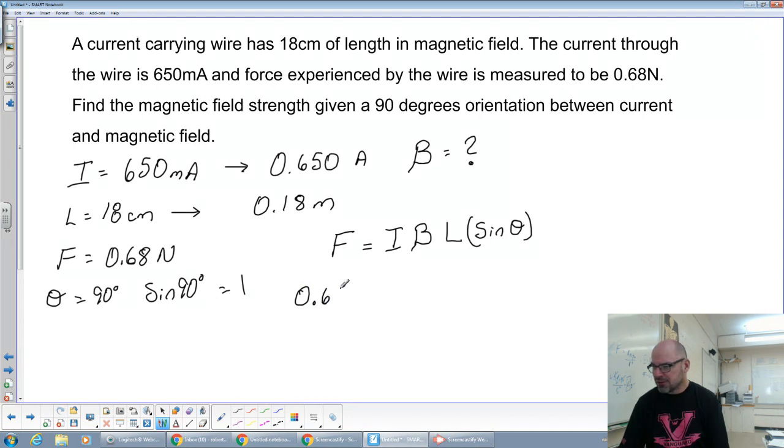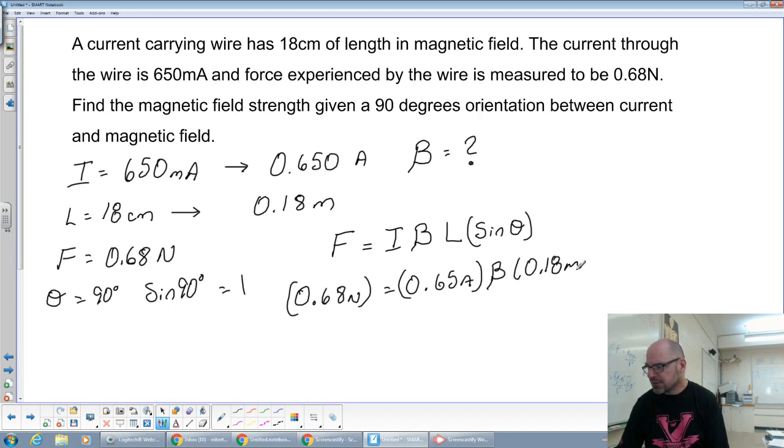Let's put in the force, 0.68 newtons. The current, 0.65 amperes. B is blank. L is 18 centimeters, or 0.18 meters. And sine 90.